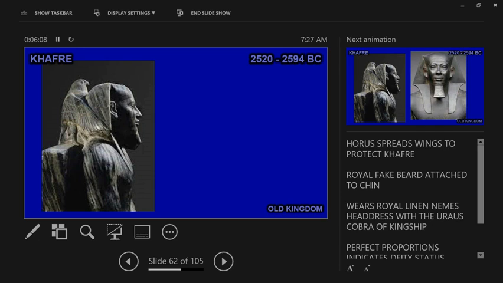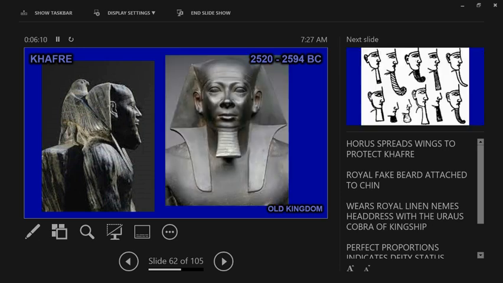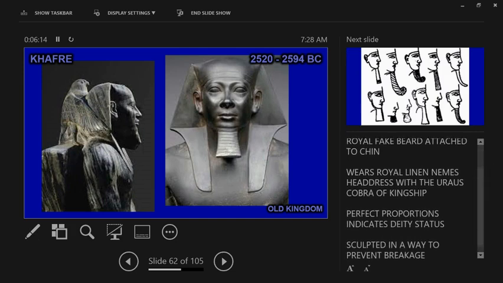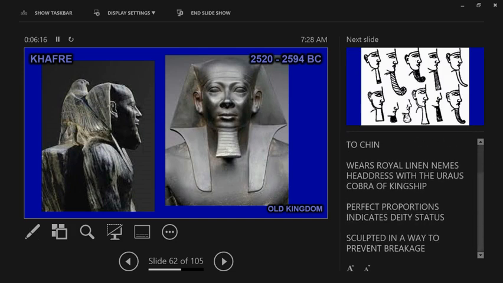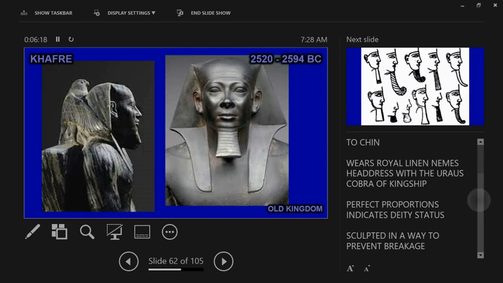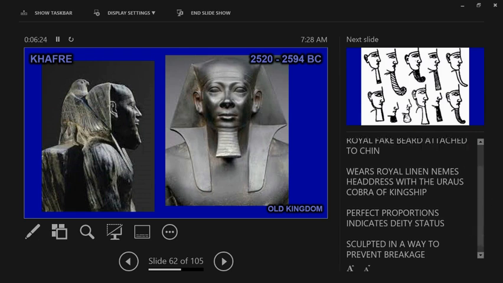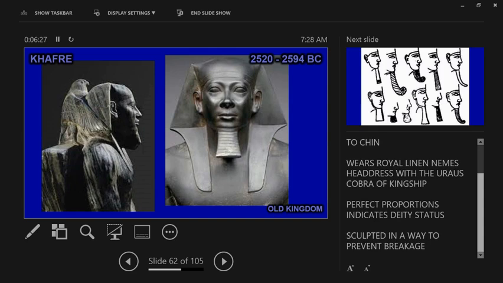Also, notice the fake beard that he has on his chin. Only a pharaoh can wear a beard of that sort. And what is the name of the hat that he's wearing? A Nemes, yeah. It's a royal linen Nemes headdress with the uraeus, the cobra of kingship. And I don't see where the cobra is.